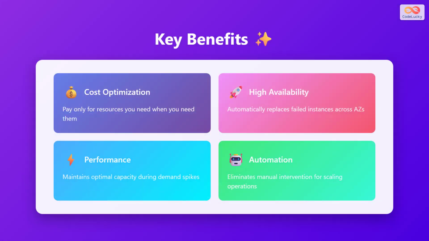EC2 auto scaling provides four major benefits. Cost optimization ensures you pay only for the resources you need when you need them, eliminating waste from over-provisioning. High availability automatically replaces failed instances and distributes them across multiple availability zones for fault tolerance. Performance maintenance ensures optimal capacity during demand spikes so your application remains responsive. Automation eliminates manual intervention, reducing operational overhead and human error in scaling operations.